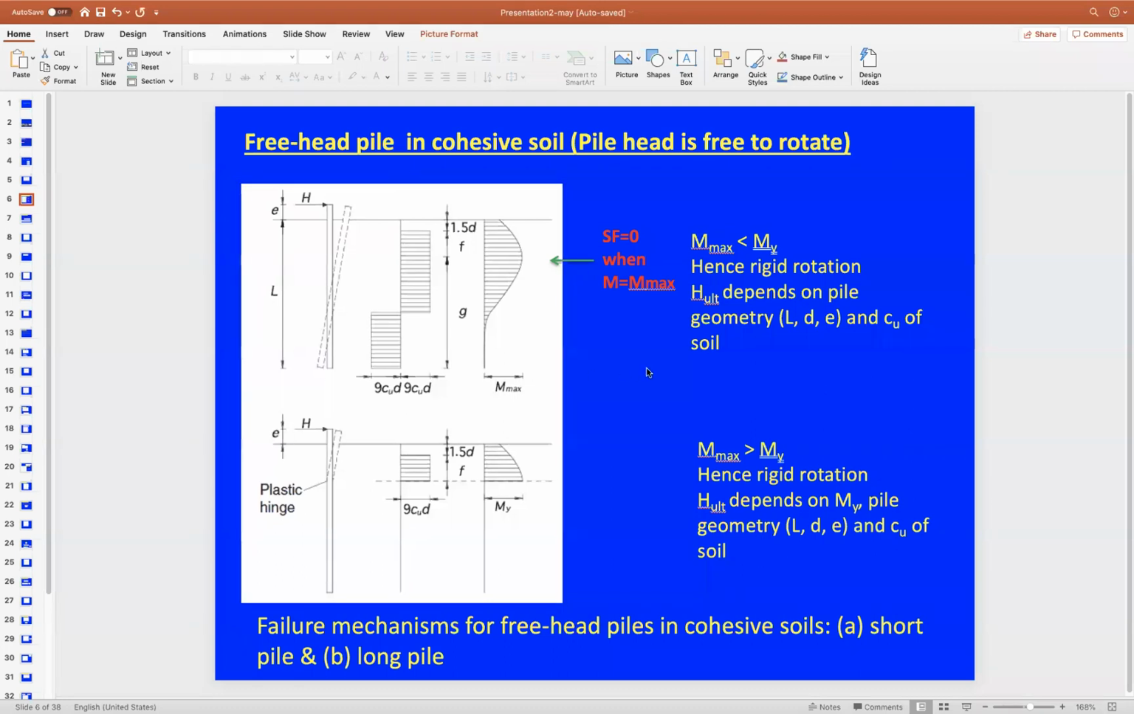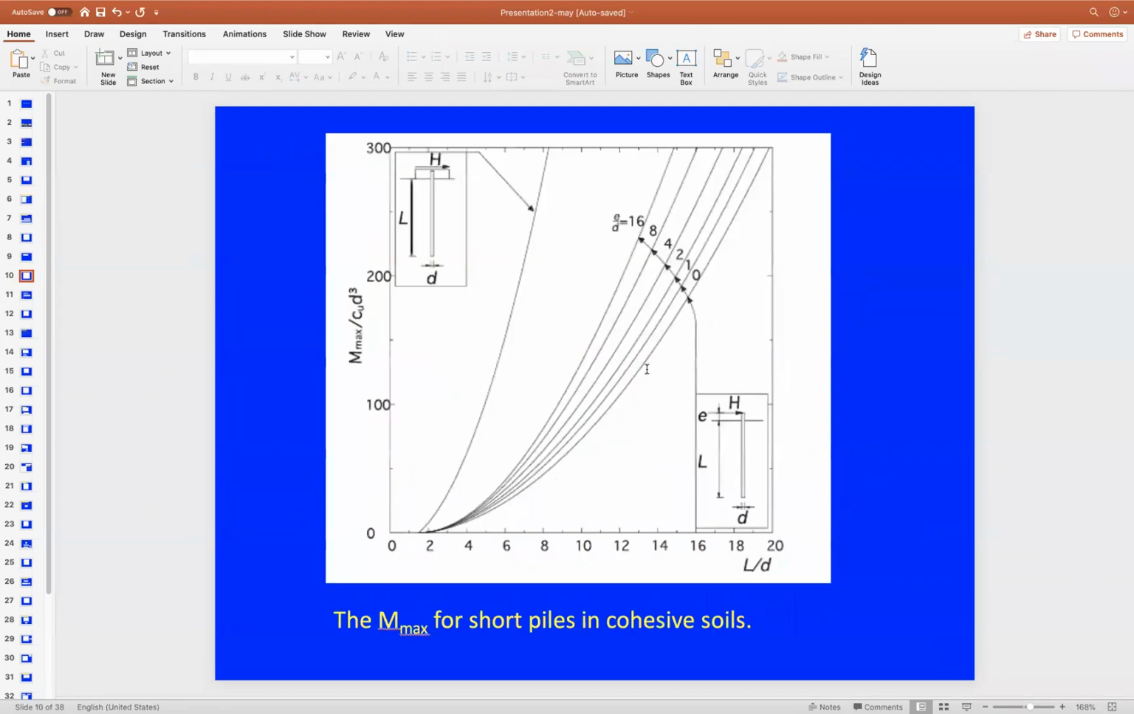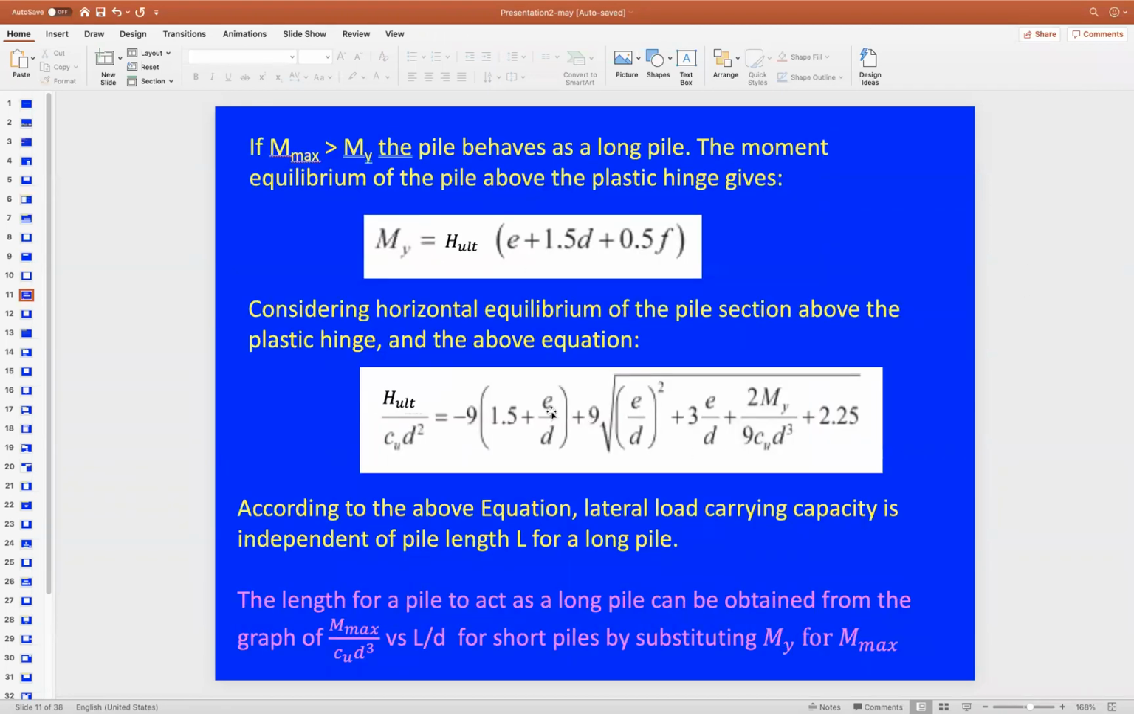Obviously, you can use the derived equation here for the long pile failure scenario. You can use this equation because all the values are known except the value of H ultimate. You have Cu as 50, D as 0.305, E as 0.5 meter, and My given as 430. So everything in this equation is given, so you can use it to find H ultimate, instead of deriving two equations with two unknown variables and then finding one unknown from the other, having one equation at the end.